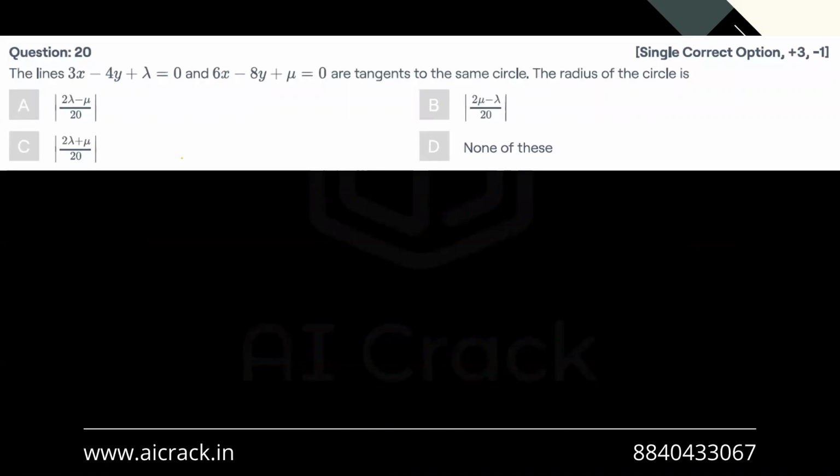Now let's look at question number 20. The lines 3x minus 4y plus lambda equals 0 and 6x minus 8y plus mu equals 0 are tangents to the same circle. The radius of the circle is. Now, whenever we try to draw two tangents, the first thought that comes to our usual mind is we draw something of this sort. Okay, this is one tangent and this is another tangent.